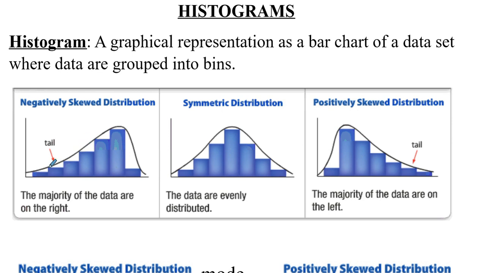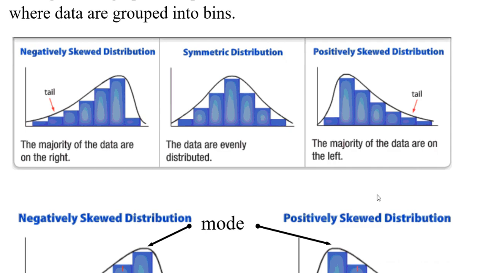That will bring the average value down. If it's symmetric, we call it symmetric. If the tail is on the right-hand side, that tail on the right will bring the average value up. So we call it positively skewed.